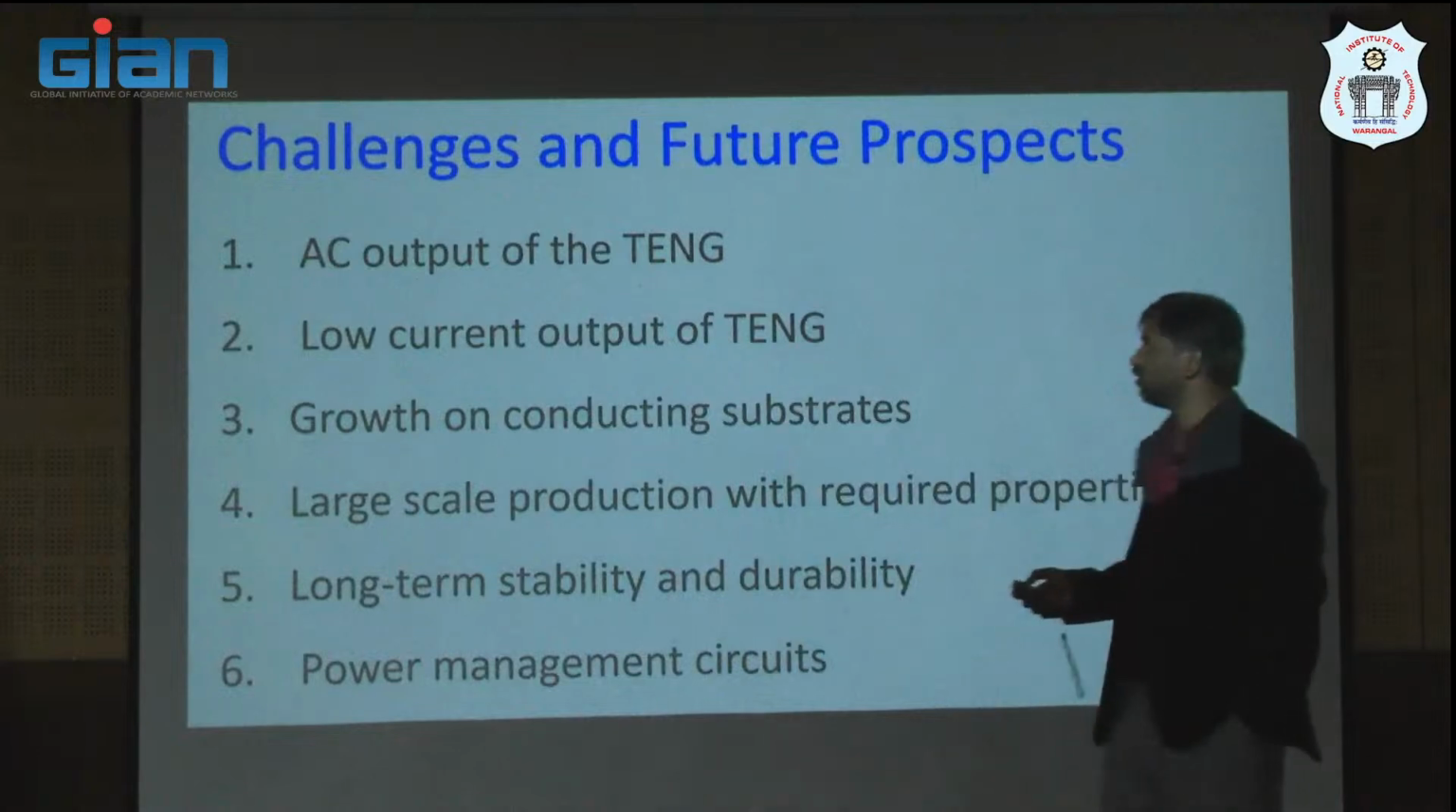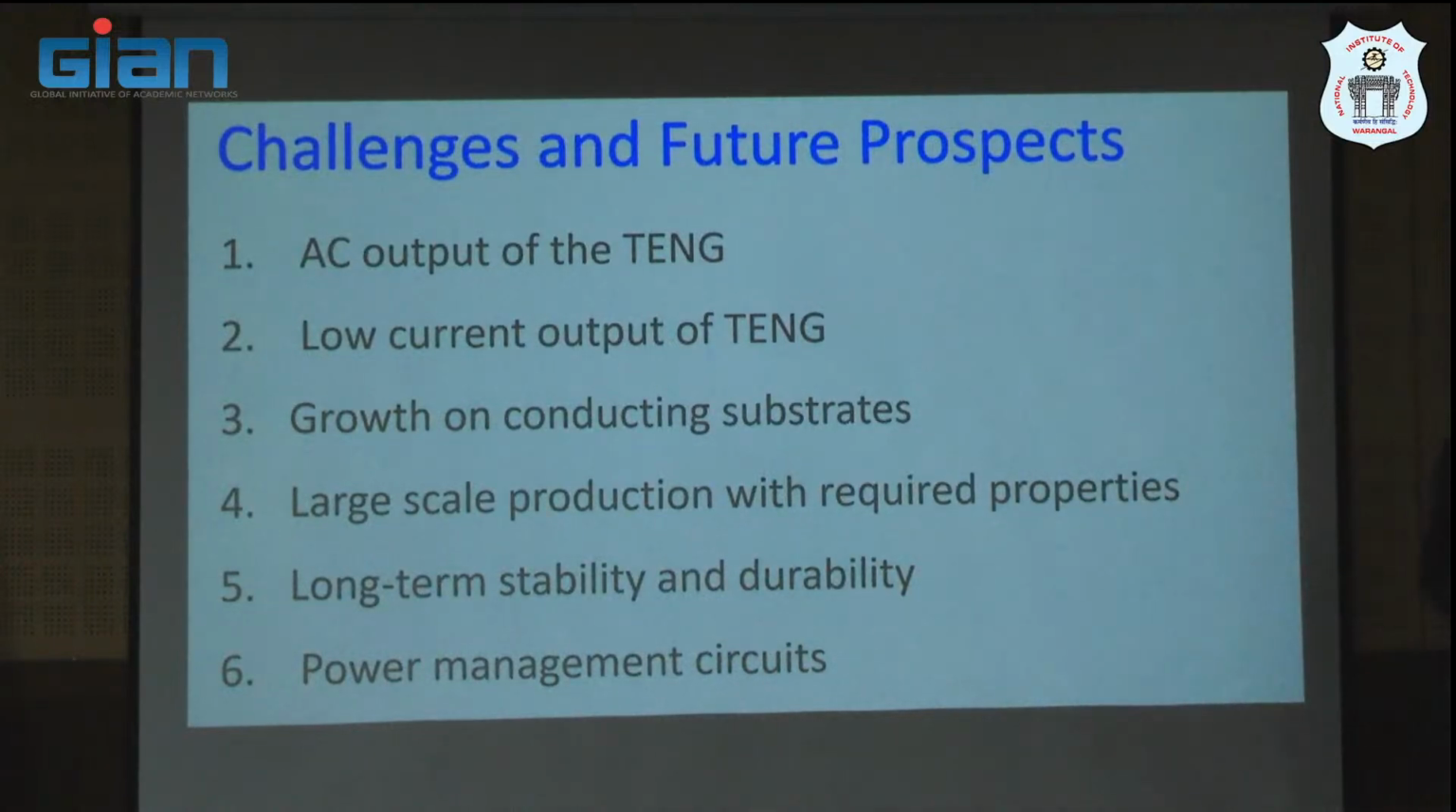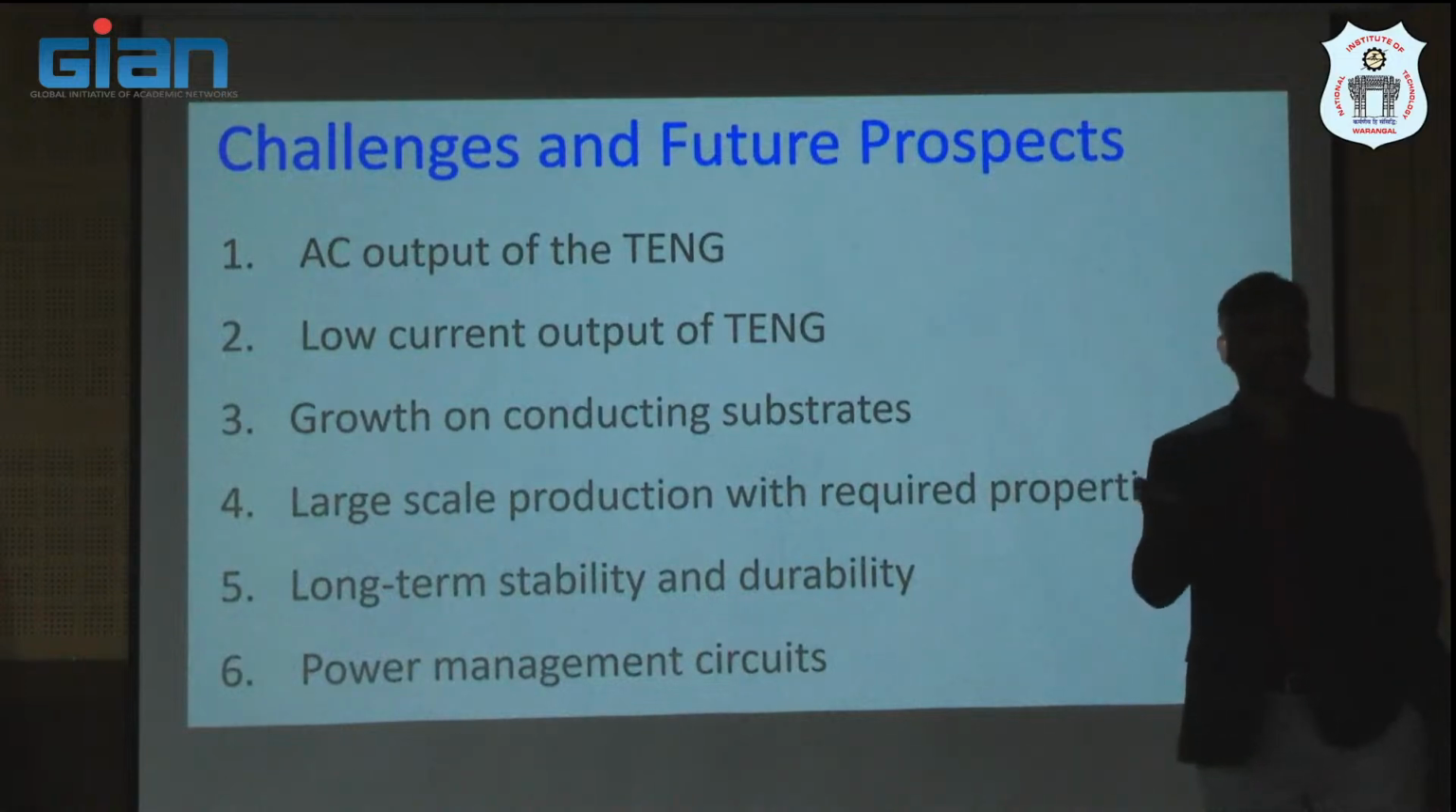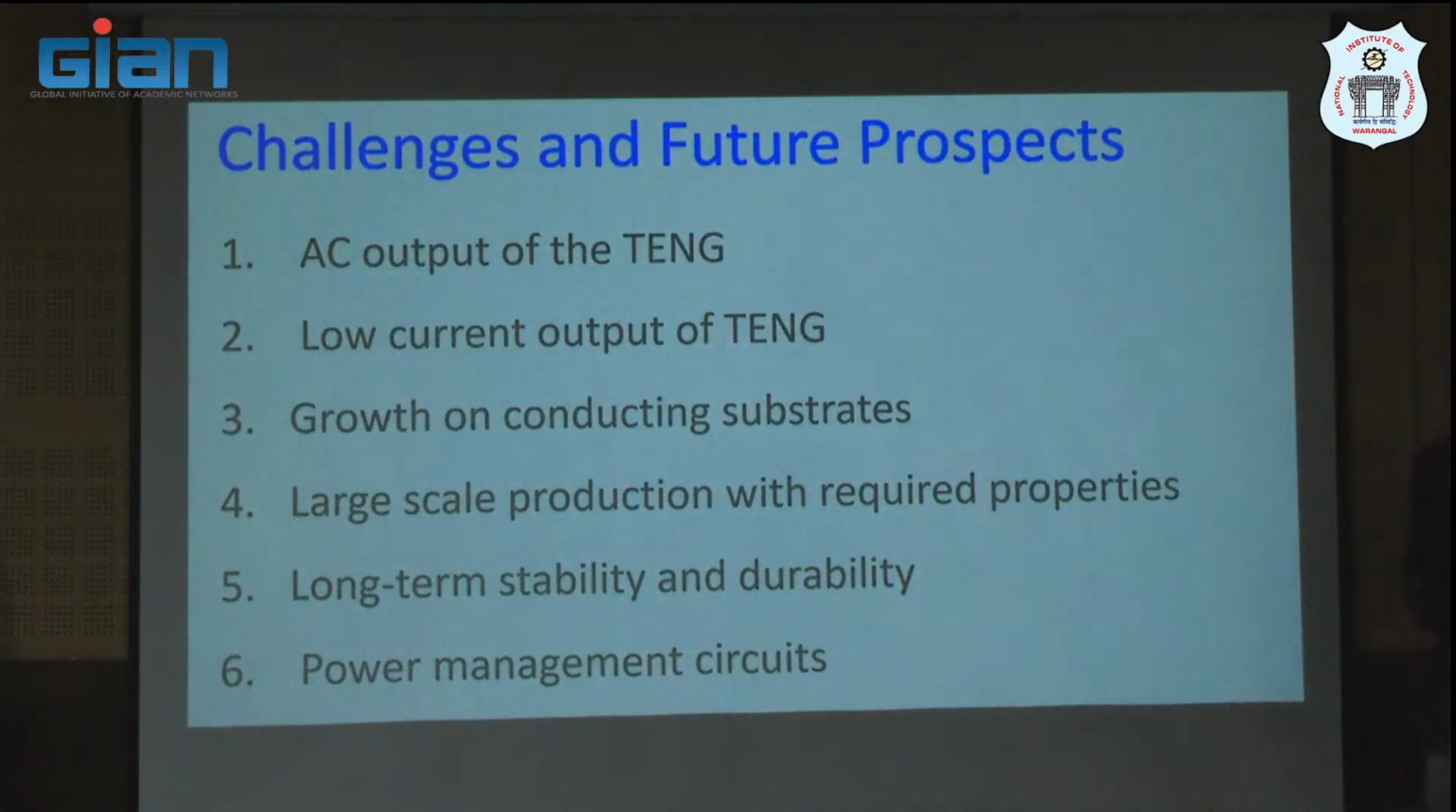If you look here, the first one is the AC output of the TNG. As I already told in the first slide, you are going to get an oscillating output. But most of your electronic devices do not run on AC. They will run on a 5 volt DC power supply. So we need to have some energy management circuit, or you need to have a certain kind of design for TNG which would produce a stable DC output.